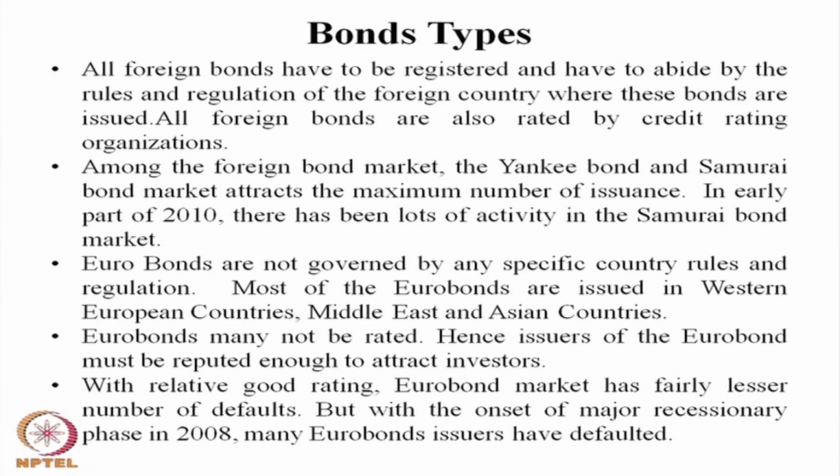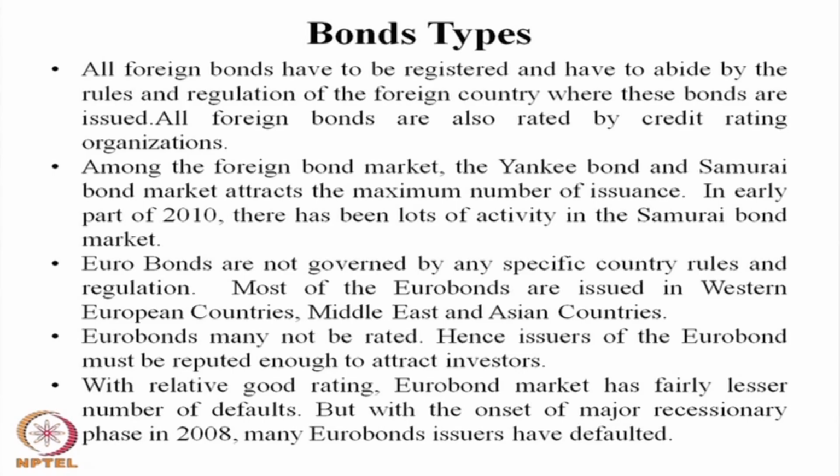Similarly, euro bonds are not governed by any specific country's rules and regulations. So, most euro bonds are issued in Western European countries, the Middle East and Asian countries, because the rules and regulations on this side are a little bit relaxed in nature. Because of this, many Middle East, Asian and European countries generally issue euro bonds, since this bond is not confined to or governed by any country-specific rules and regulations. This is most popularly issued from the Eastern European side, the Middle East side and Asian countries.